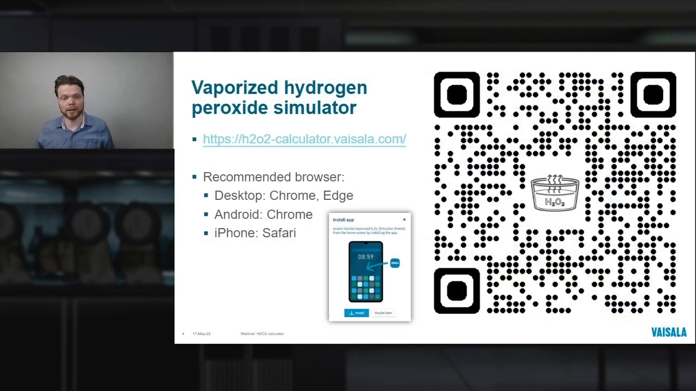Okay, so this simulator, you can find a link from the materials, but it's h2o2calculator.vaisala.com. So recommendation is to use your desktop environment and a browser. So in this desktop environment, I recommend to use Chrome or Edge browser. And if you want to use it with your mobile phone, you can scan that QR code. It leads directly into the calculator page.